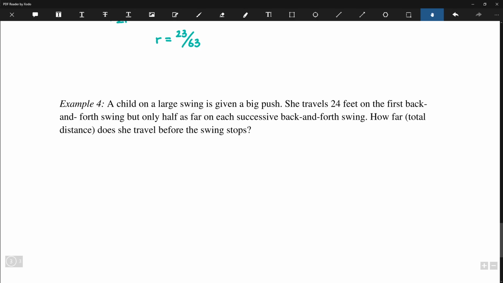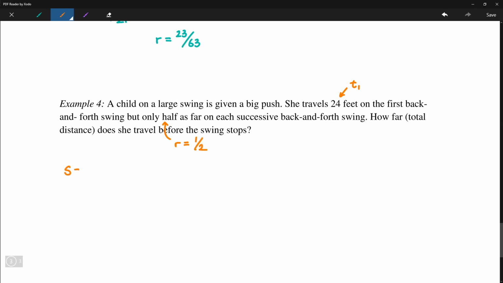A child on a large swing is given a big push. She travels 24 feet on the first back and forth swing, and then only half as far on each successive swing. How far in total before the swing stops? Okay. So the 24 here will be the first term. This is T1. And if it only goes half as far each time, then the common ratio is just going to be 1/2. And that's all we need.